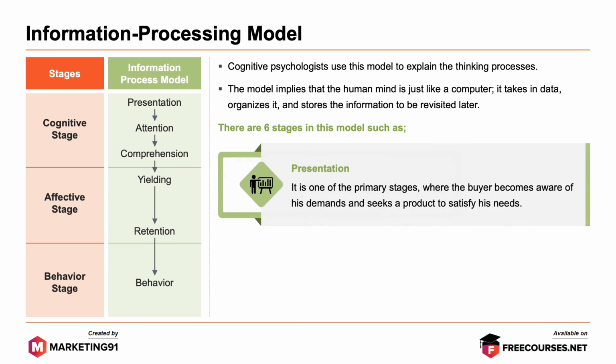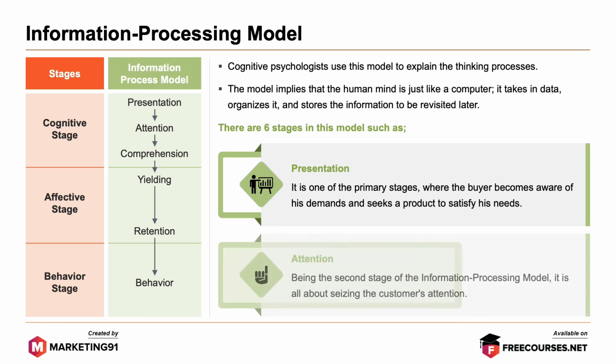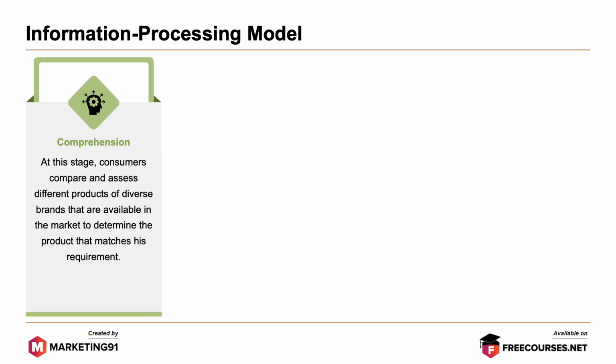First, presentation. It is one of the primary stages where the buyer becomes aware of his demand and seeks a product to satisfy his need. Second, attention. Being the second stage of the information processing model, it is all about seizing the customer's attention. Third, comprehension. At this stage, consumers compare and assess different products of diverse brands that are available in the market to determine the product that matches his requirement.